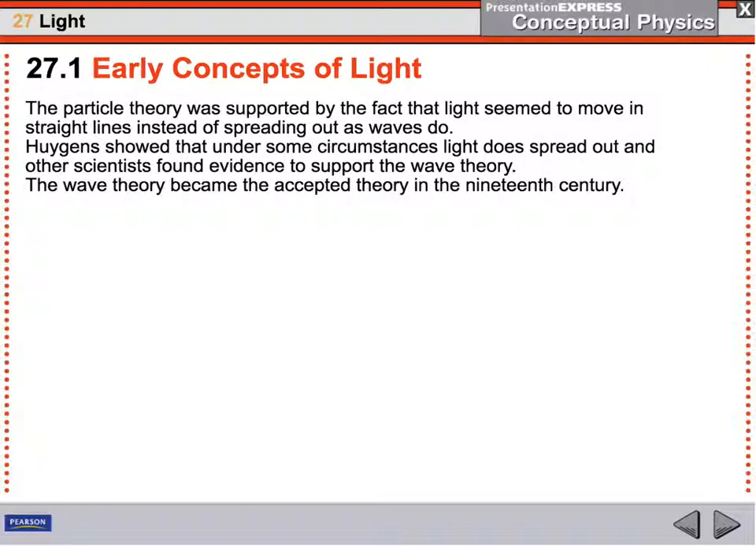The particle theory was supported by the fact that light seemed to move in straight lines instead of spreading out as waves do. This showed that under certain circumstances, light does spread out, and other scientists found evidence to support the wave theory. The wave theory became the accepted theory in the 19th century.